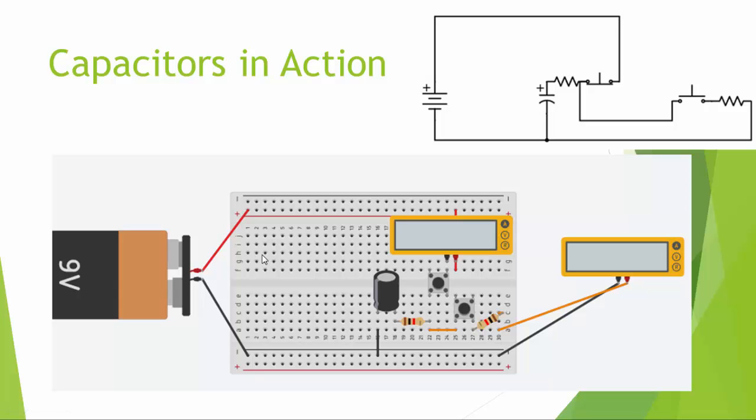So let's design a circuit so that we can observe a capacitor in action. So this is a simple circuit with a 9-volt battery in this case, a polarized capacitor here attached to a resistor, and when we push down this push button here, it completes the circuit just as we saw previously, and it'll charge the capacitor. Since this push button is not pushed at this point, this is not involved in the circuit.